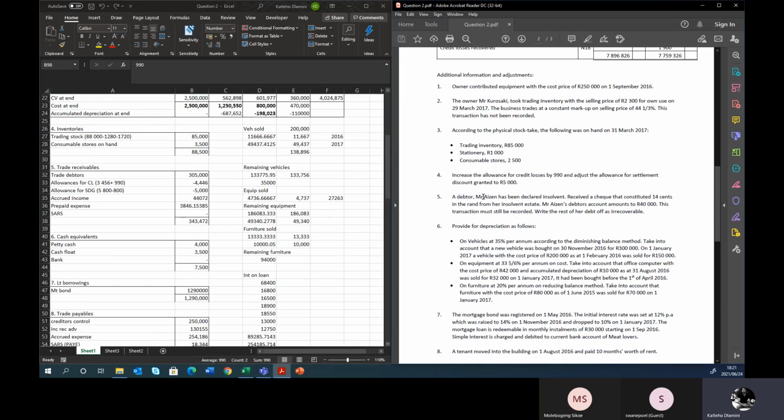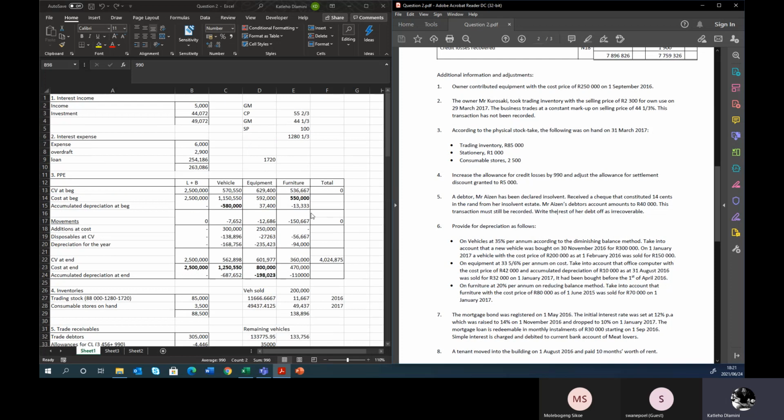Okay, a debtor, Mr. Eisen, has been declared insolvent. Received a check that constitutes 14 cents in the rand from her insolvent estate. I guess Mr. Eisen is both genders now. Mr. Eisen's debtors account amounts to 40,000 Rand. This transaction must still be recorded. So Mr. Eisen owes us 40,000. He is only able to pay us 14 cents in the Rand of how much he owes us. A Rand is 100 cents, so he's paying us 14% of this amount.